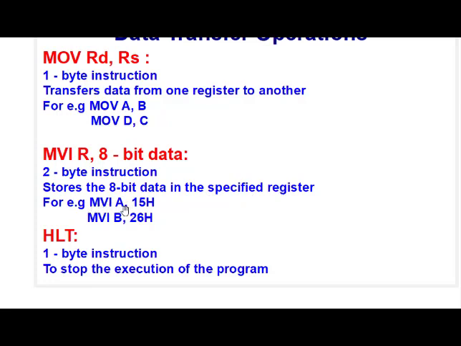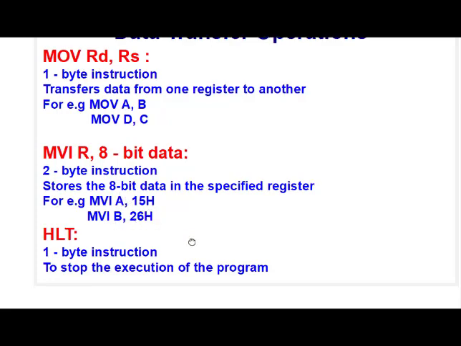Suppose we write MVI A, 15H. This H means it is hexadecimal data, nothing else. So it stores 15H in register A. MVI B, 26H will store 26H in register B. So this is how the MVI instruction works.